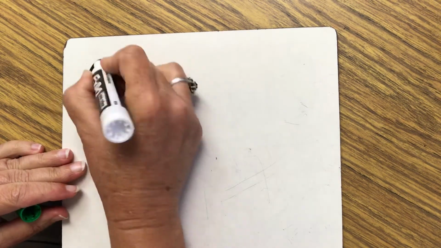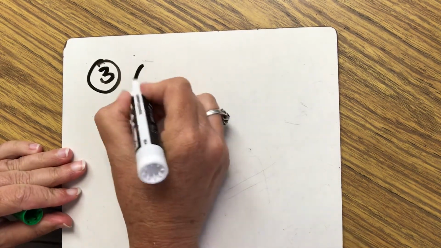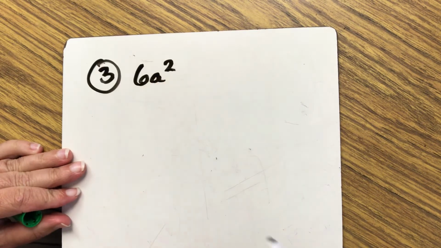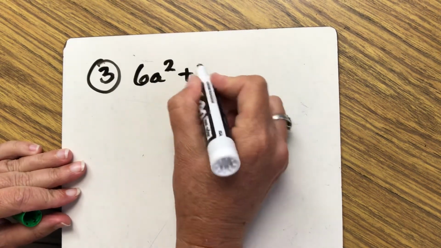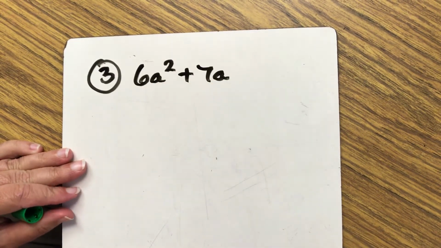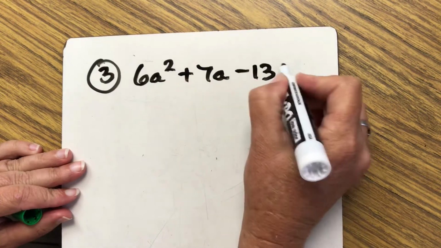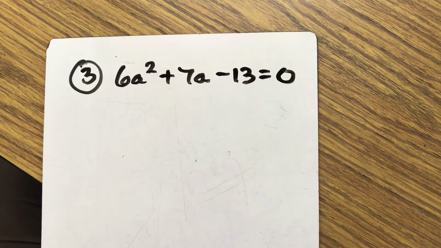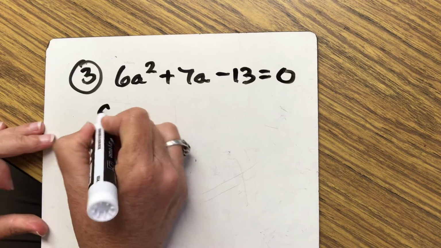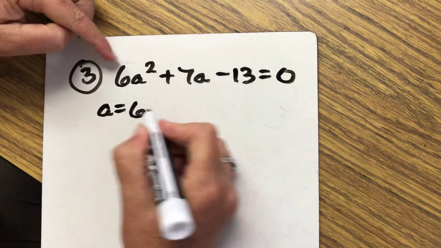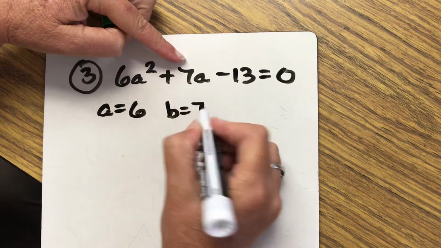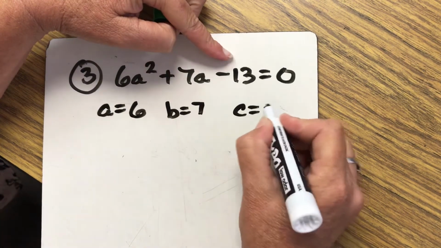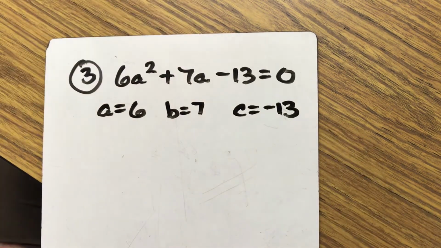So here we go. Question number 3 is 6a squared plus 7a minus 13 equals 0. First step, we identify our A, B, C. A is 6, B is positive 7, and C is that constant of negative 13.